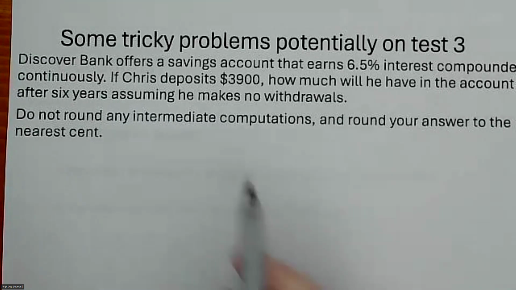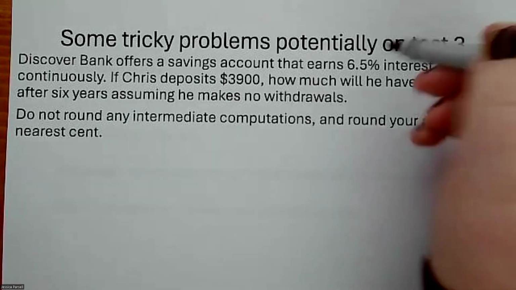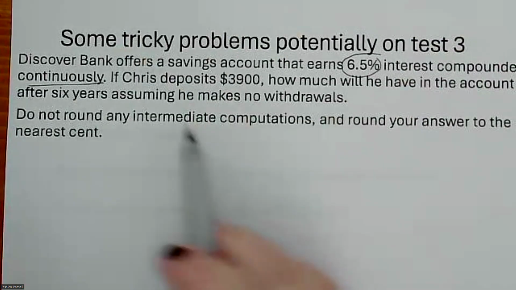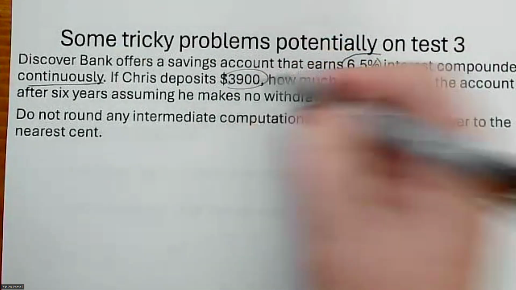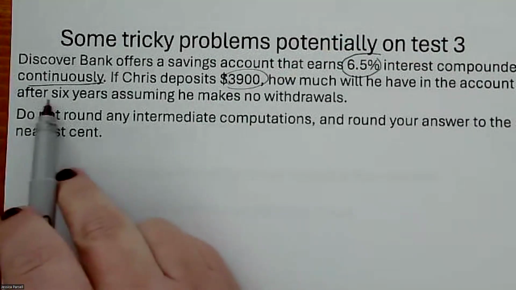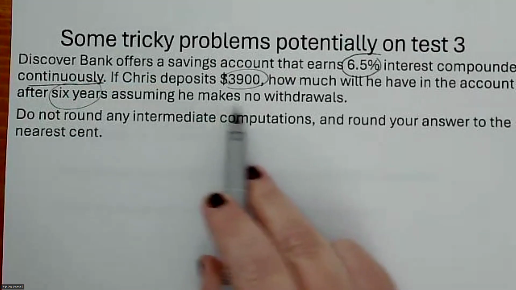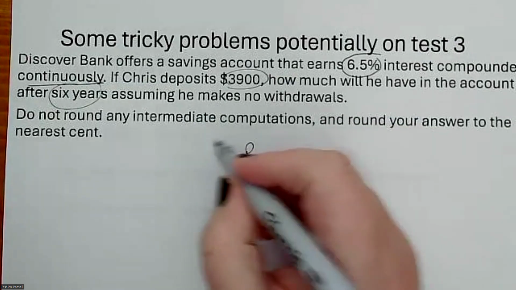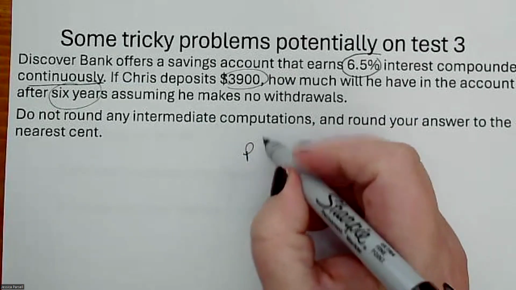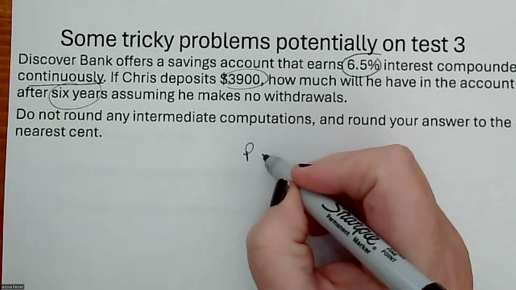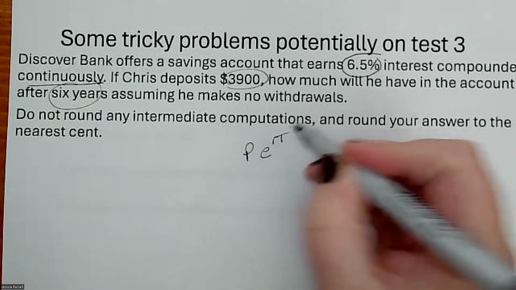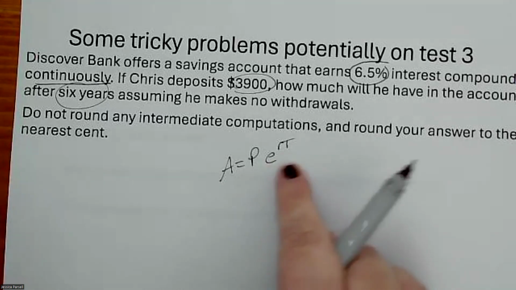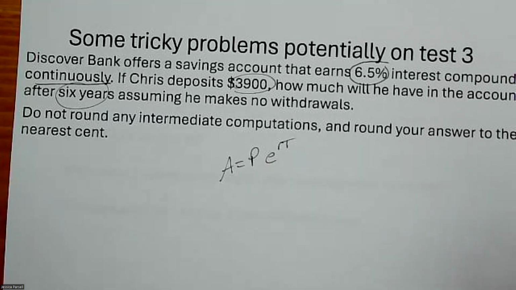Discover Bank offers a savings account that earns 6.5% interest compounded continuously. If Chris deposits 3,900, how much money will he have in the account after 6 years, assuming he makes no withdrawals? Okay. Compound interest, if you remember, compound interest is P times E to the RT. All right, that's going to give us our amount. So sometimes people call this PERT, P-E-R-T, right?